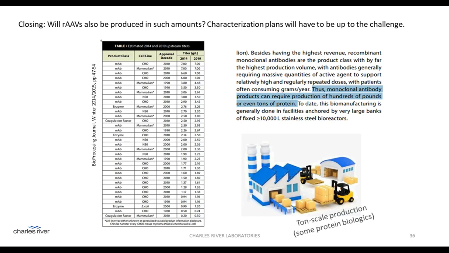Remarkably, given the demand for some of these products, which are now approved and produced at commercial scale, the raw amounts of these drugs in terms of production can measure in the hundreds of pounds or more annually, which is quite a remarkable statistic. Will recombinant AAV products someday also be produced in these large amounts? If so, then certainly characterization methods will have to be up to that challenge.